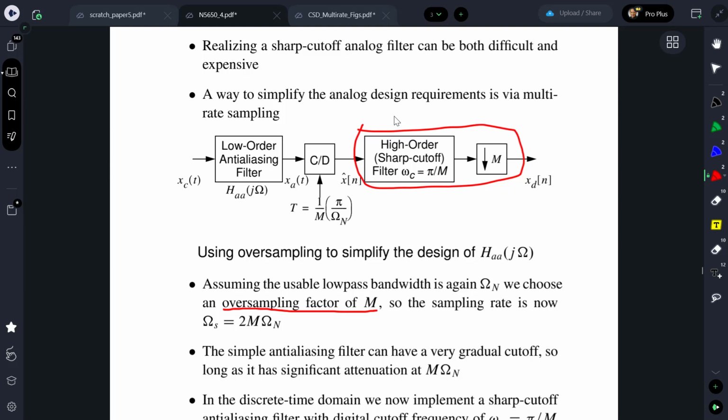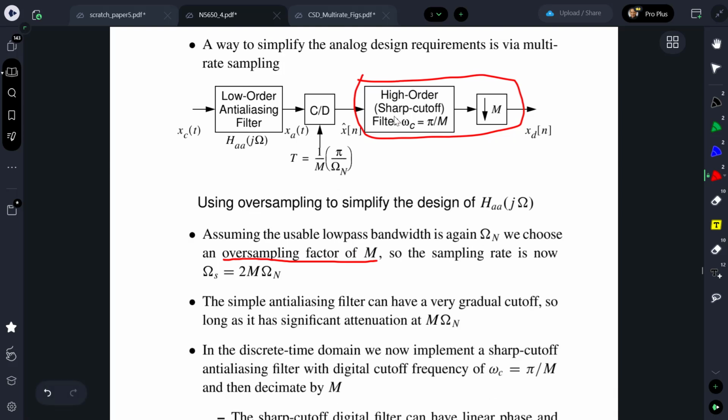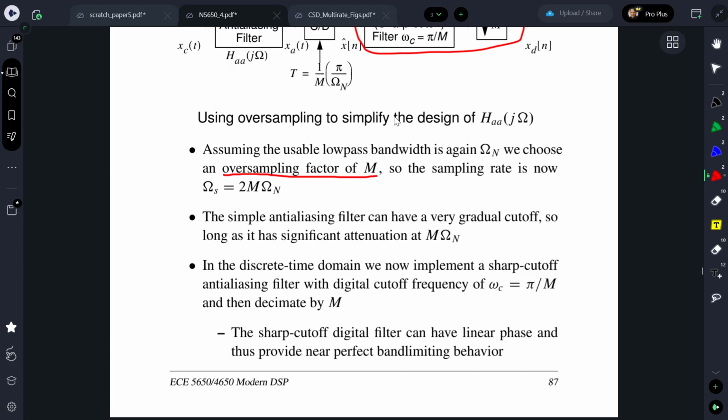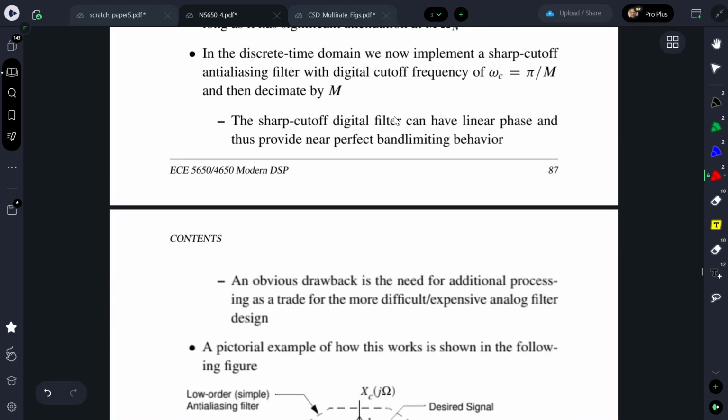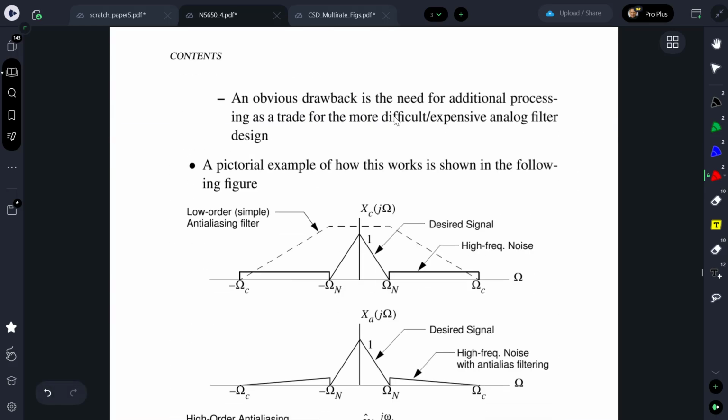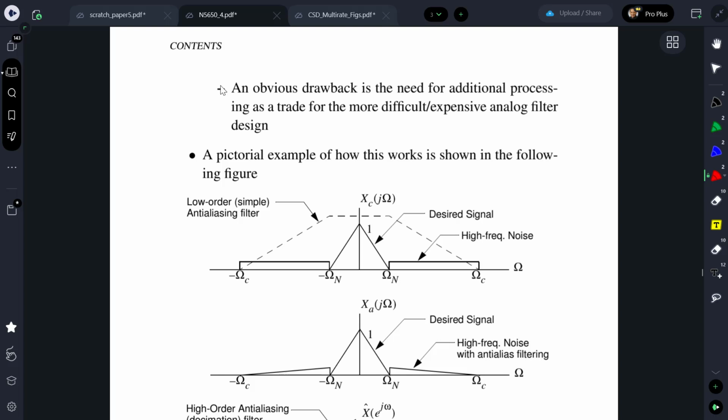So the analog domain filter can roll off gradually, and then we can clean things up in the discrete time domain. And this is the verbiage in the bullets. So this I've already talked about. Additional processing is a trade for more difficult, expensive analog filter design. It's generally worth it, though.